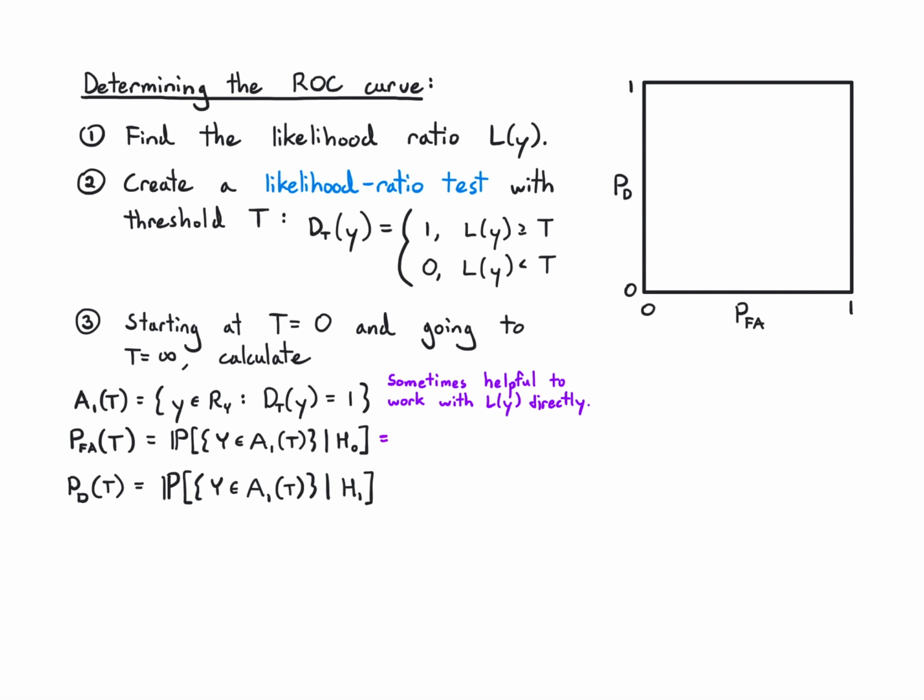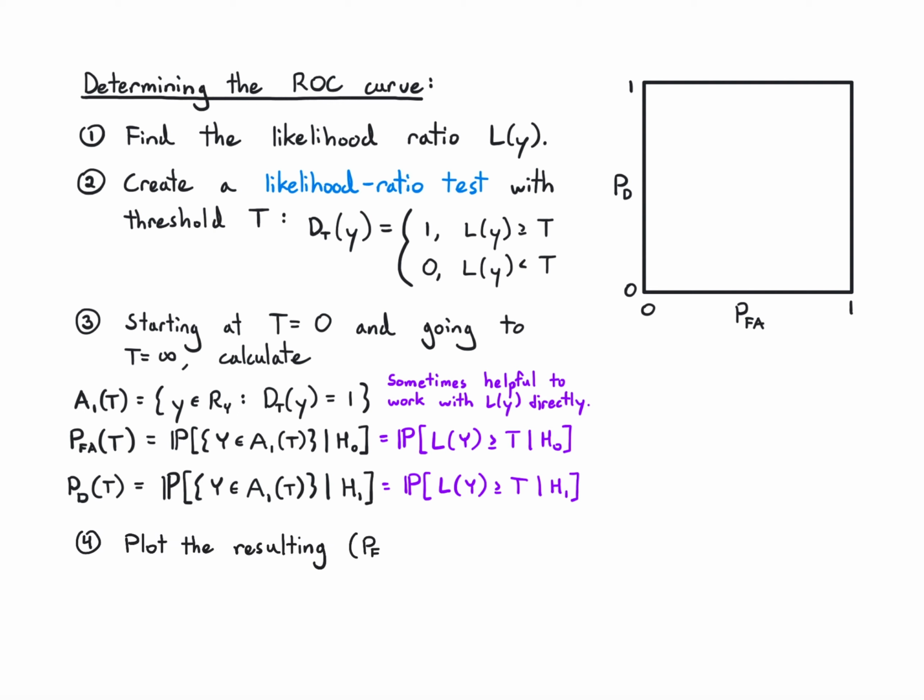Sometimes that's easier. So in this case, it would be the probability of L(y) being greater than or equal to t under H0, or L(y) greater than or equal to t under H1. And all I do is, as I vary t, plot the resulting pairs of false alarm and detection probabilities. Okay, so I get a curve. So there is my curve. All right, so I have this green curve that just showed up in this plot.